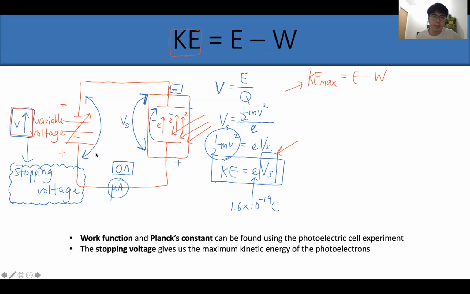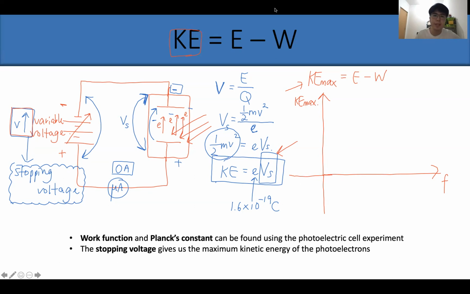I do this experiment for all frequencies of light. Then I get the kinetic energy for each frequency, and I can plot a graph. Here I have a graph of Ke max against frequency f. I tabulate my results here for all values of frequency and their kinetic energy. And then I find that the graph looks like this.